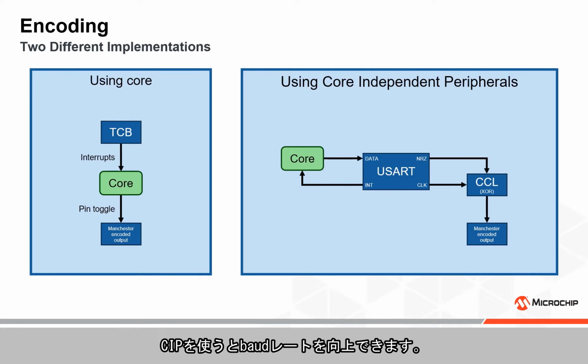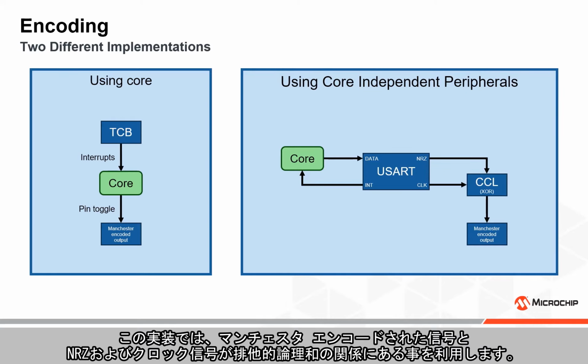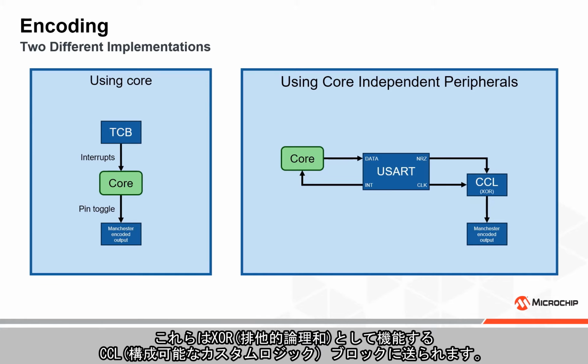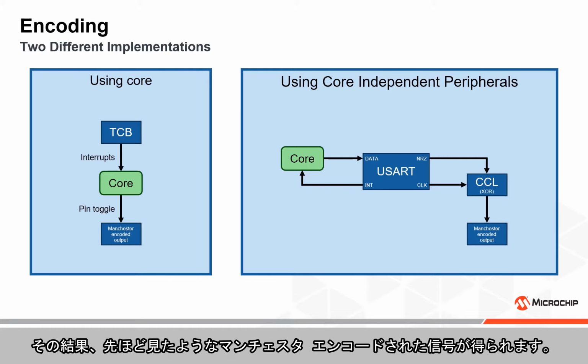Better baud rates can be achieved by using the core-independent peripherals. In this implementation, we use the logical exclusive OR relation between the Manchester encoded signal and the NRZ and clock signals. We input our data to the USART peripheral, which generates both an NRZ encoded signal and a clock signal. These are then sent to the custom configurable logic block that functions as a logical exclusive OR. The result, as we saw previously, is the Manchester encoded signal.